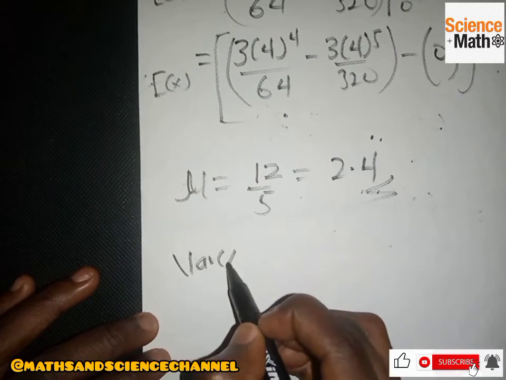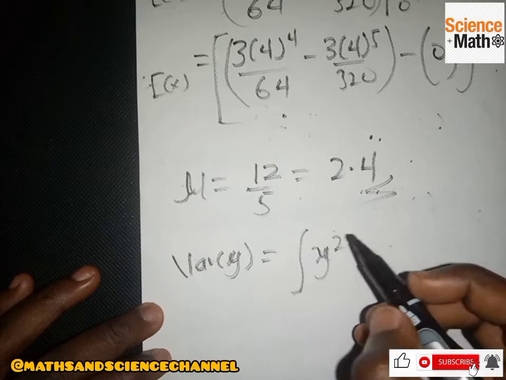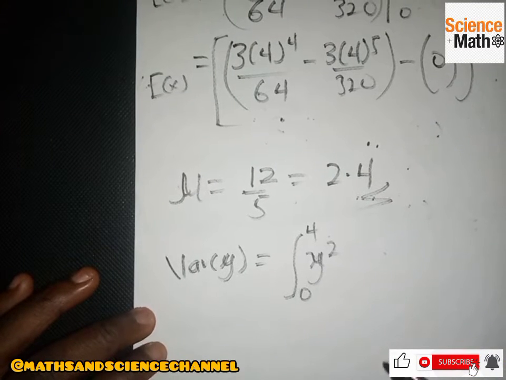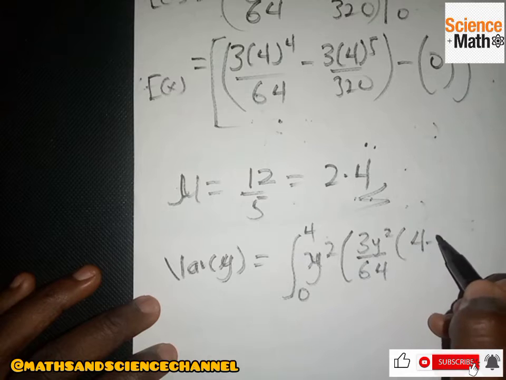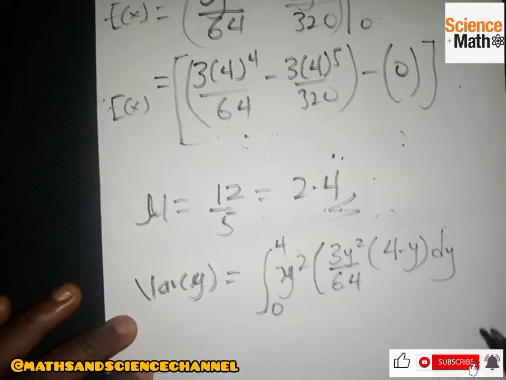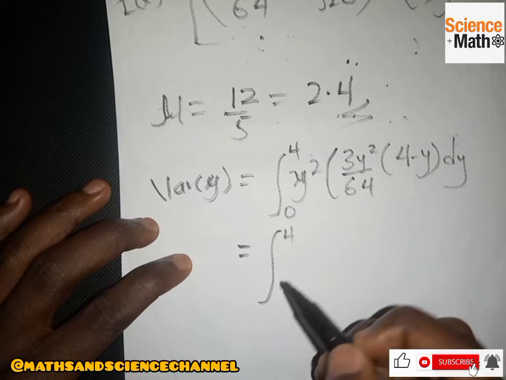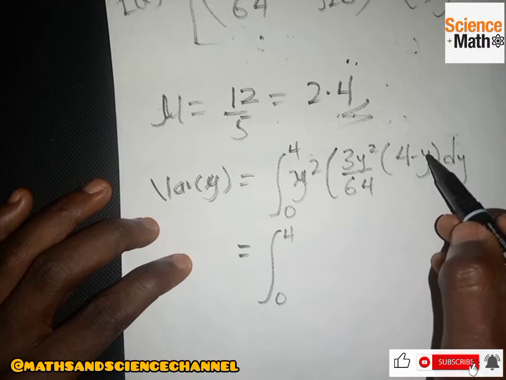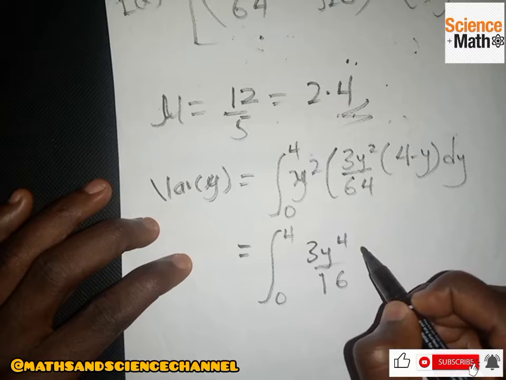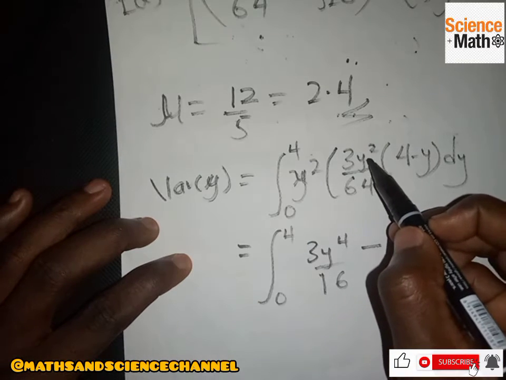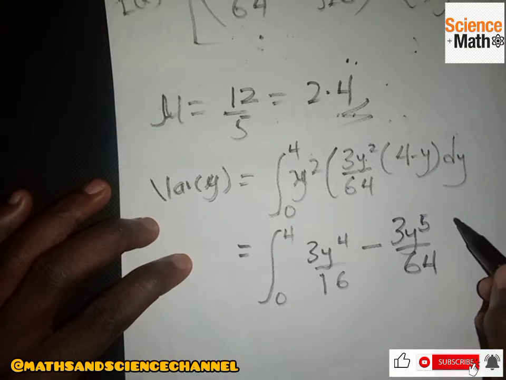So the variance of y in this case is going to be the integral of y squared times the piecewise function, from 0 to 4, which gives us 3y squared divided by 64, multiplied by (4 minus y), dy. Good. Simplifying this again, we have the integral from 0 to 4, and when we multiply through we get 3y to the power 4 divided by 16, and then minus y squared multiplied by that, so we have 3y to the power 5 divided by 64.